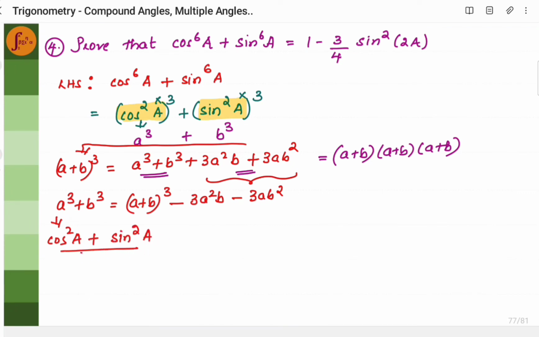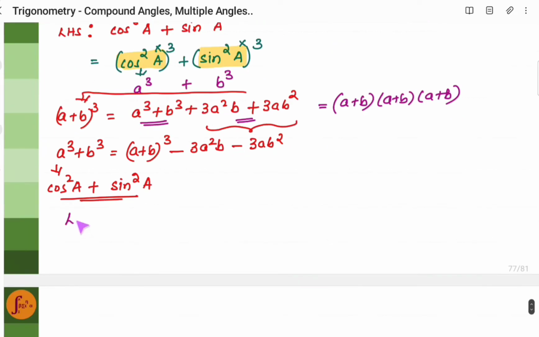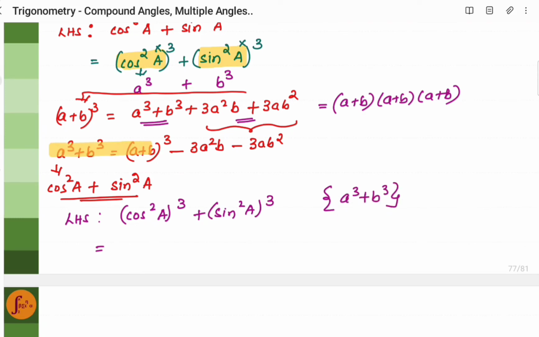Now let's substitute these values in this entire expression. LHS is (cos square A) to the power 3 plus (sine square A) to the power 3. Now I'll substitute as per this formula. So it's going to be a cube plus b cube, right? This is of the form a cube plus b cube. I'll use this formula.